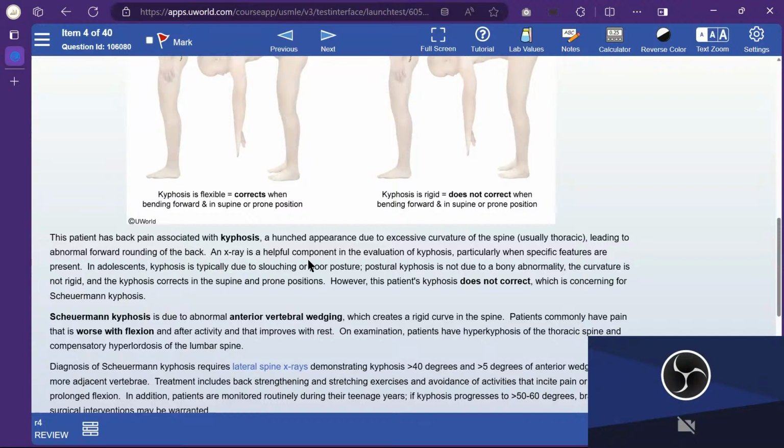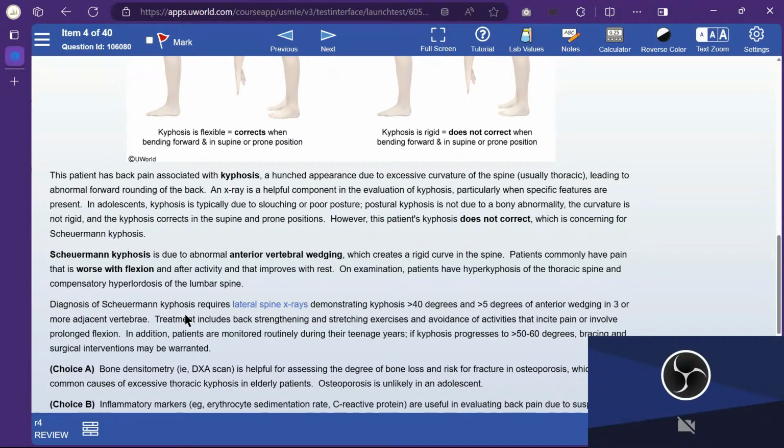The way to help is to find the component of elevation of the kyphosis. In adolescents, kyphosis is typically due to slouching or poor posture. Postural kyphosis is not due to a bony abnormality. The kyphosis is not rigid and corrects in the supine or prone position. However, if the patient's kyphosis does not correct, this is concerning for Scheuermann's kyphosis.